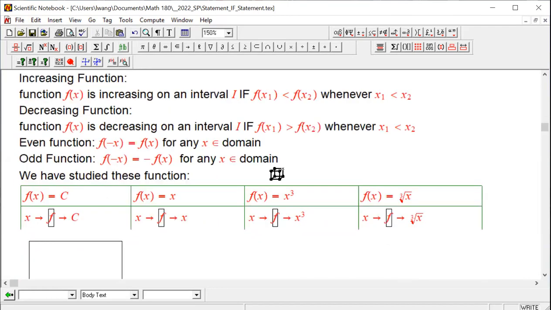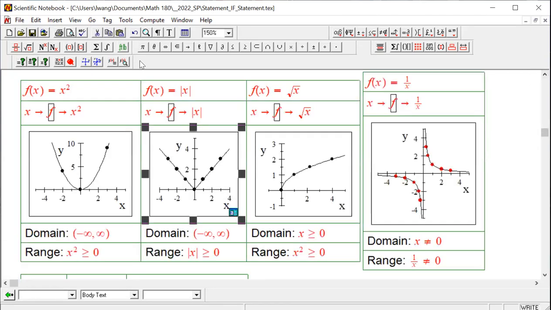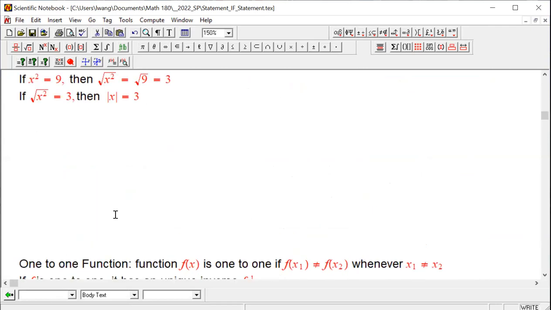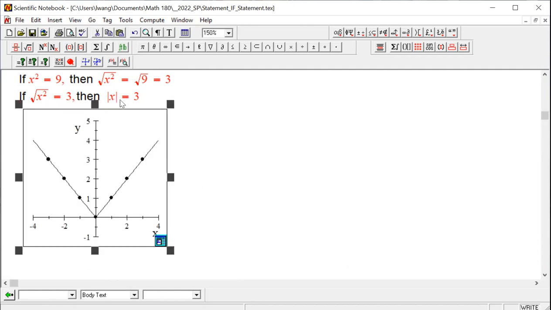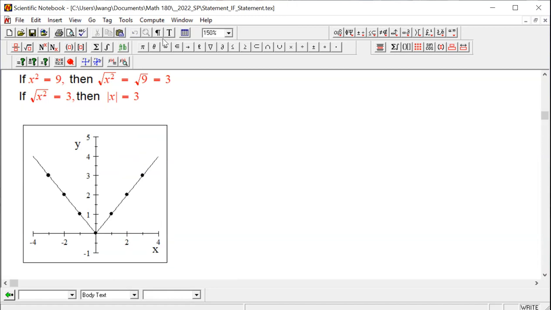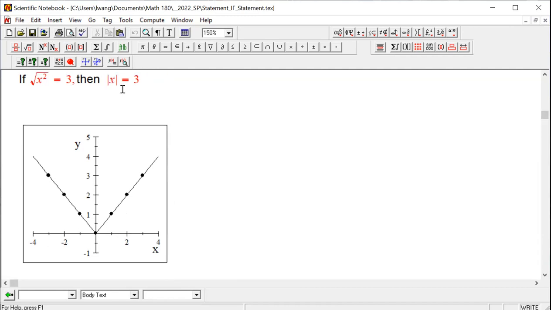Do we know the graph for absolute value of x? Yes, we do. We did that, didn't we? Right here. And how do we solve that equation? Well, we see this as a function, the absolute value function. The rule of the function is absolute value. Take absolute value of the input, and we know the output is 3.